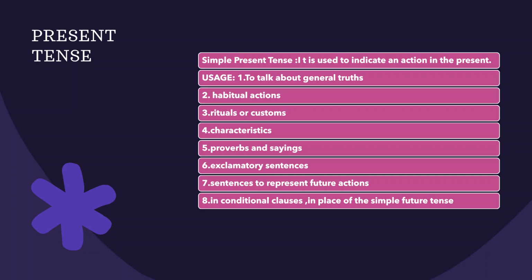Let us begin with present tense. Simple present tense is used to indicate an action in the present. For example, I can say, I go to school. Now let us look at the usage. First is to talk about general truths. So we can say the sun rises in the east.